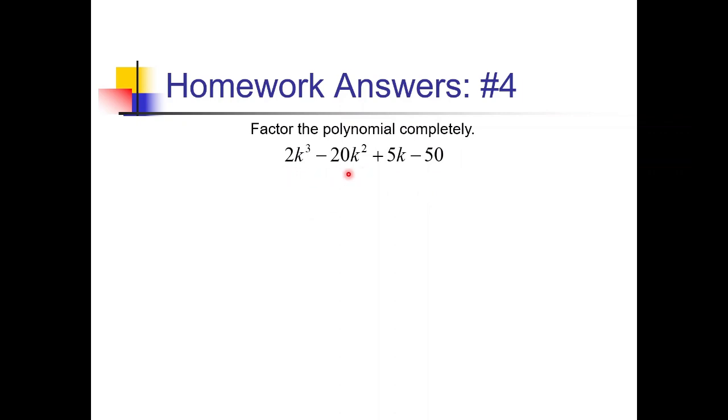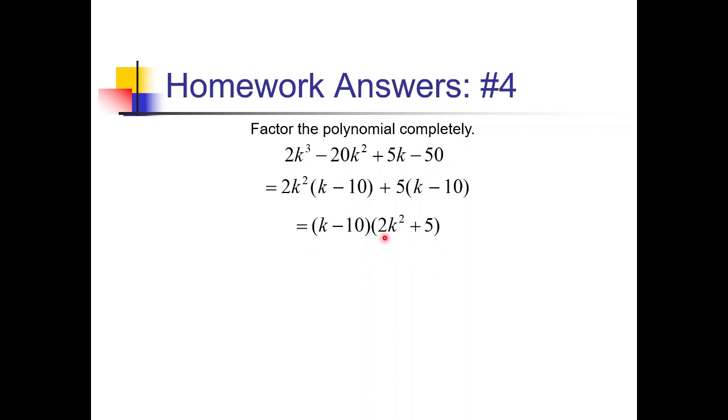For the first 2 terms, we can take out a 2 and also a k squared. That leaves me with a k minus 10. And then for the last two terms, I can take out a 5, leaving me with a k and a minus 10. So we see that our common factor of k minus 10 can come out of all that. And then we have 2k squared plus 5.